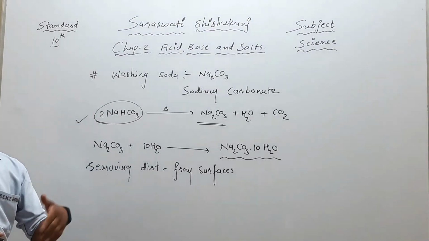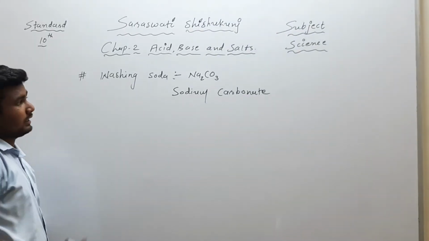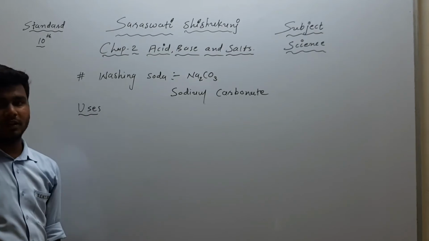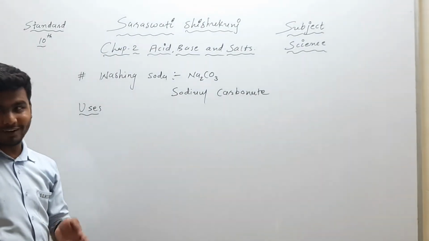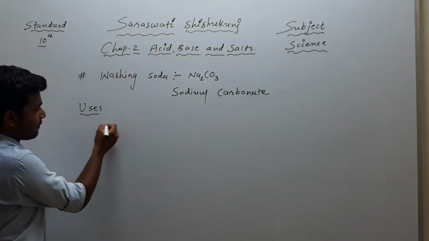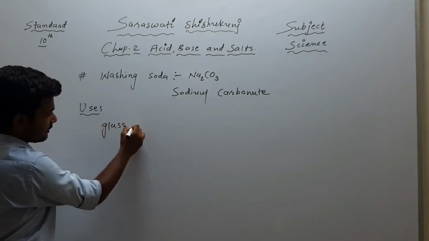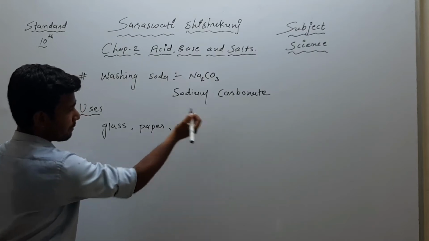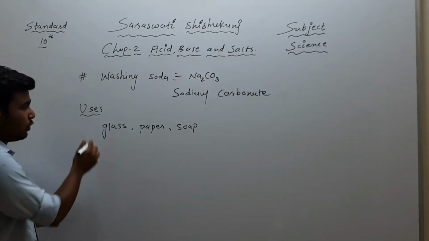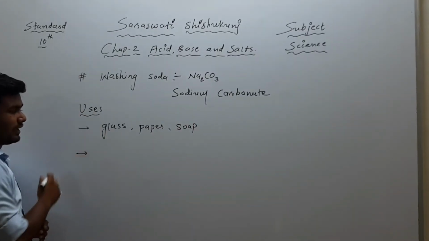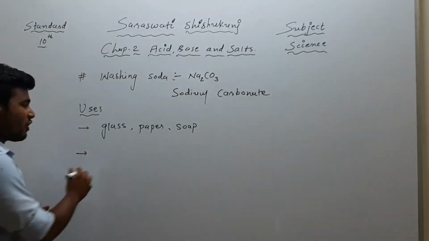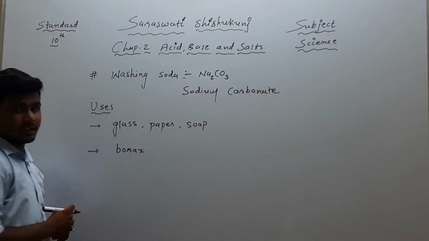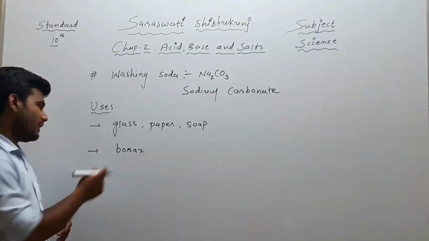Now let's see where it is used. Now uses of washing soda. It's used for GPS, not the GPS. Your GPS means in preparation of glass, paper and soap. In preparation of glass, paper and soap, this washing soda is used. Also this washing soda is used in preparation of borax, right? In preparation of borax powder.